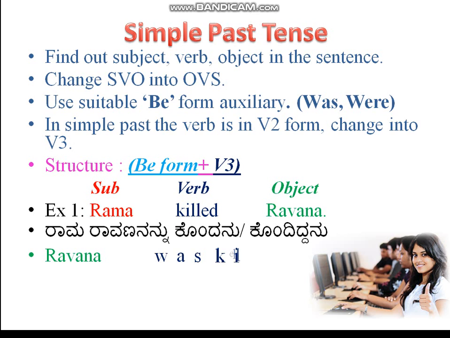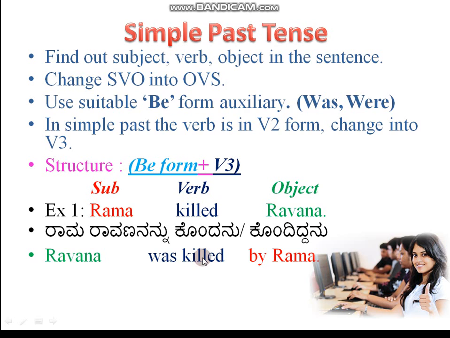Okay, Ravana was killed by Rama. See here, the object is taken to the place of subject. Ravana comes to the place of subject. Here, killed is V2 form. Now we need to use a suitable be form. Which be form do we need to use for Ravana? Ravana means singular. So which is the singular auxiliary for the be form? Was. So we need to use was.